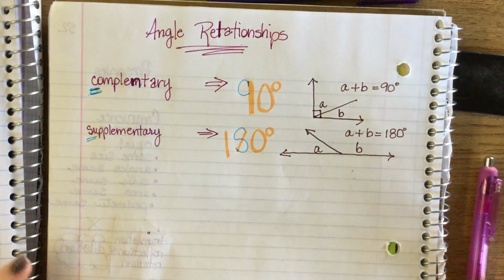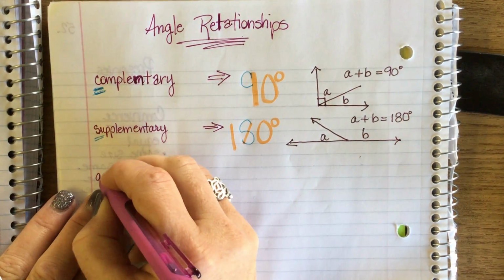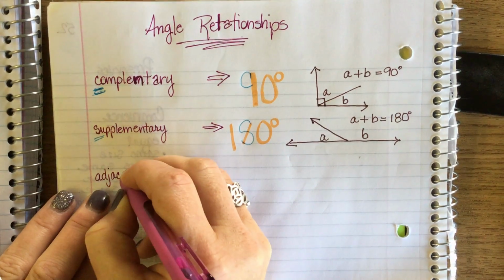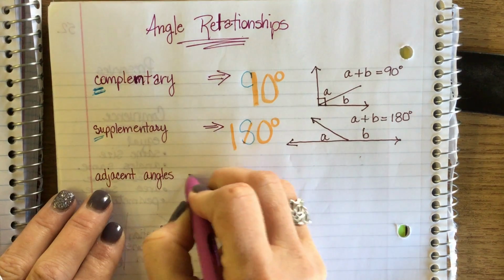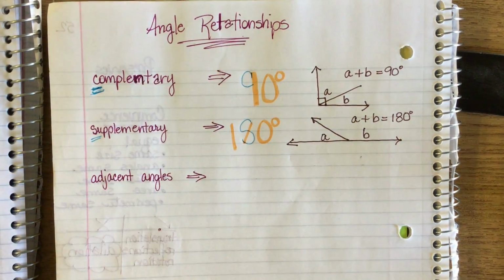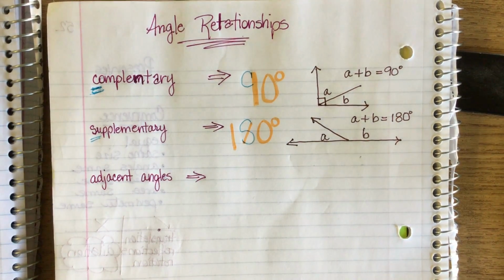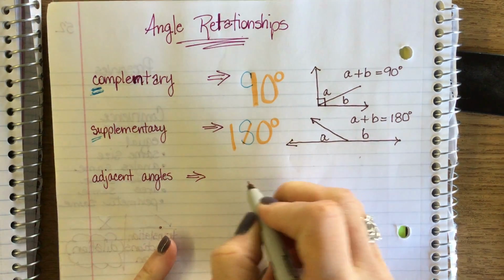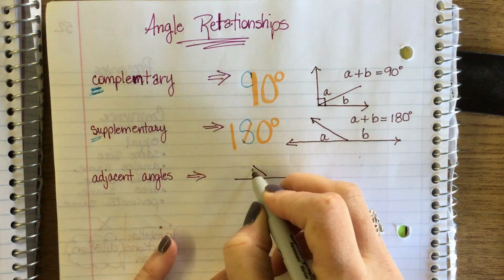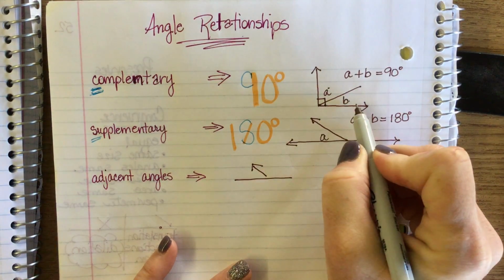All right, another word that we need to know is adjacent angles. Sorry, my allergies are acting up. And my eyes are watering. Okay. Adjacent angles are angles that are side by side. It doesn't matter where they are. Both of these are adjacent angles.